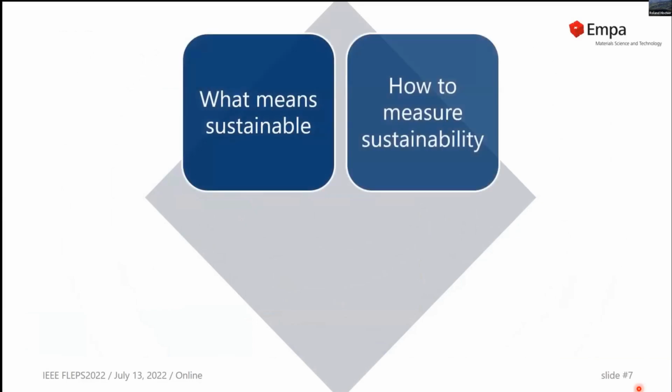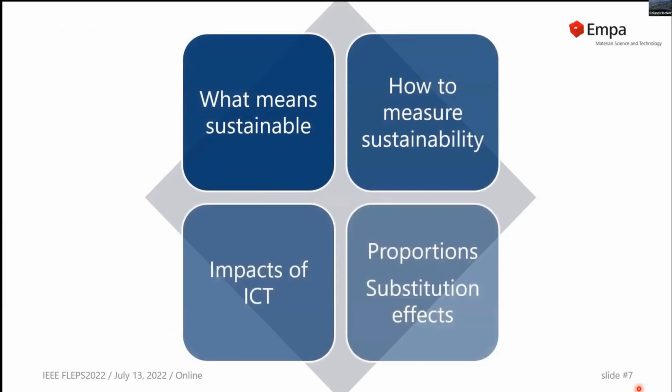In the coming 15, 20 minutes I try to touch four blocks. What does sustainable mean, as a first question? As a second question, how can I measure this sustainability? And then looking at the impacts of ICT and at issues like the proportion, so how relevant is this? And what are substitution effects? What else is happening if I have these impacts of ICT?